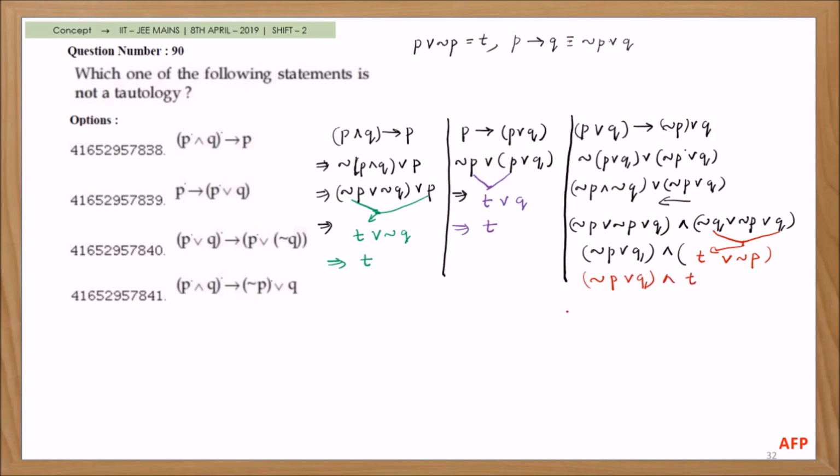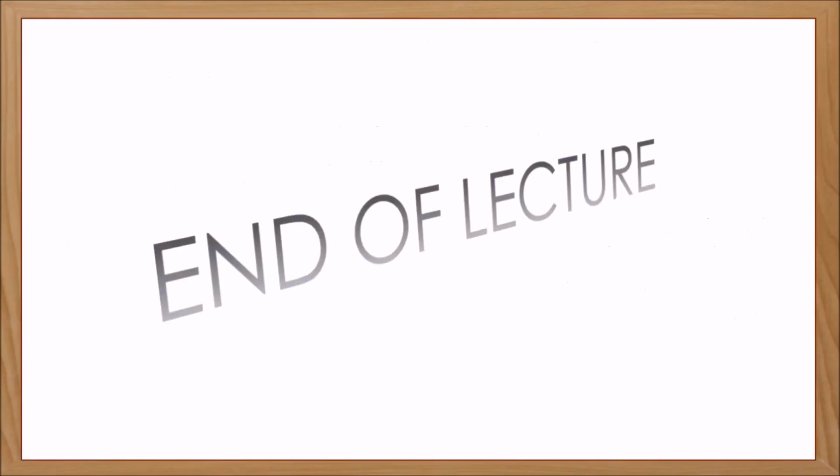If at all you are getting true or false here, tautology means it is always true. The combined statement will be an and, so it will be true here and here it will be false. In this case it is not a tautology, so option 3 it follows.